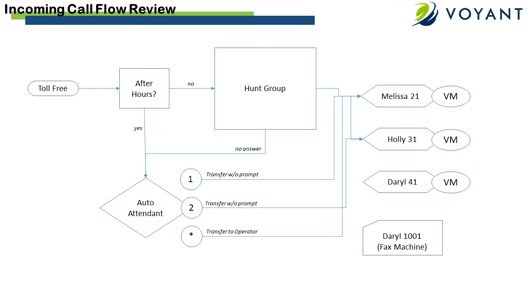The hunt group rings Melissa and then Holly, and if there is no answer, it goes to the auto attendant. The 3 extensions are numbered 21, 31, and 41, and they all have voicemail boxes. There is one more extension, 1001, which corresponds to the fax machine in Daryl's office. You can see here that we have also set the across extensions for the call flow at the same time. One last piece is left, and that is the outgoing portion.